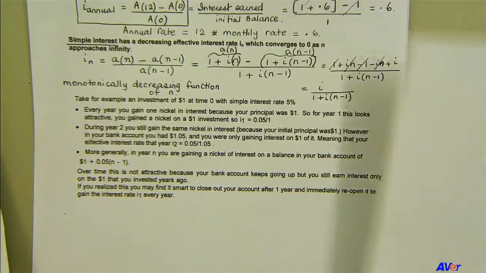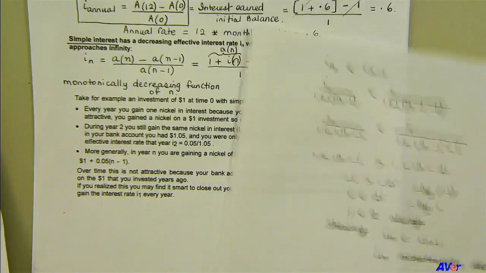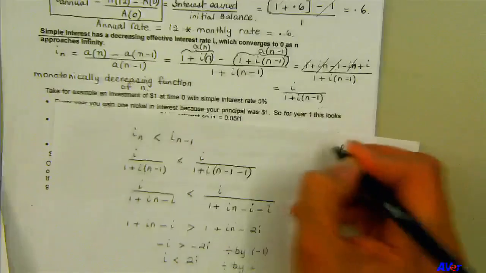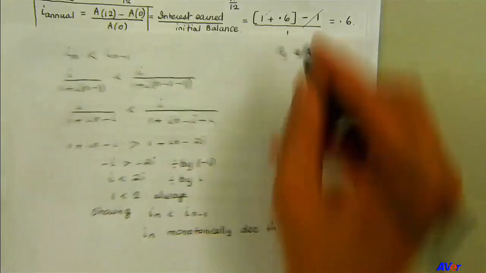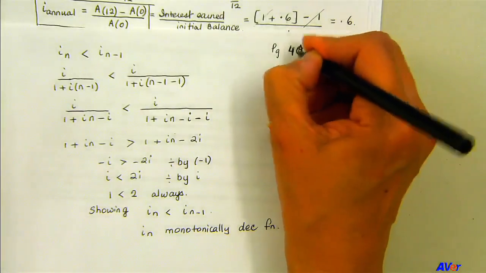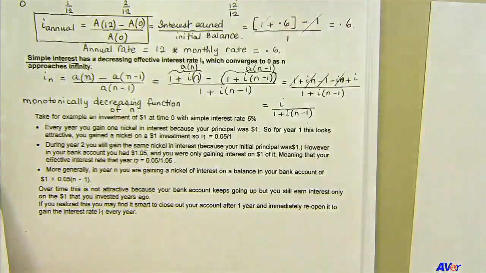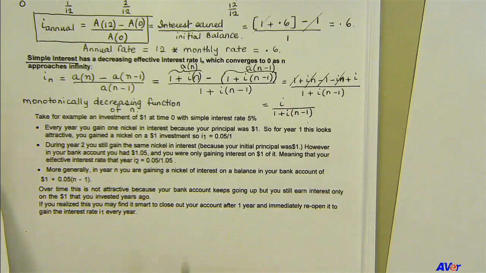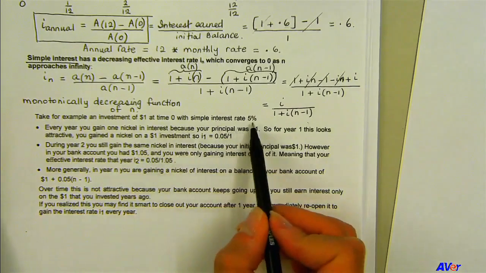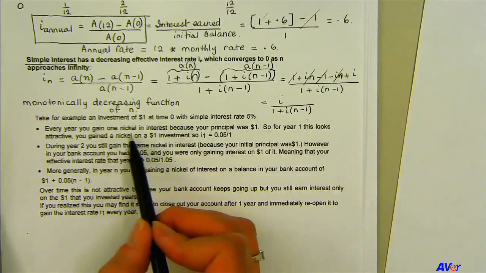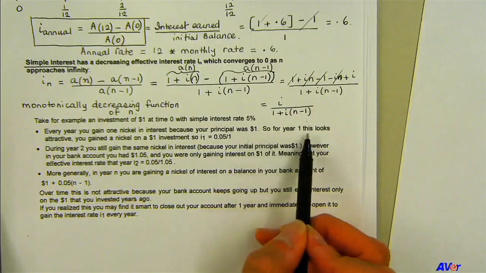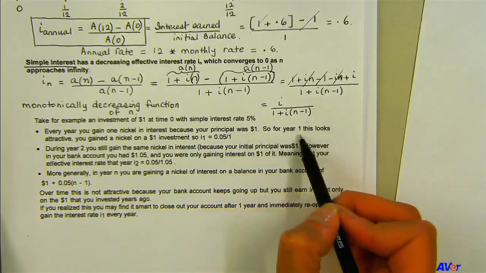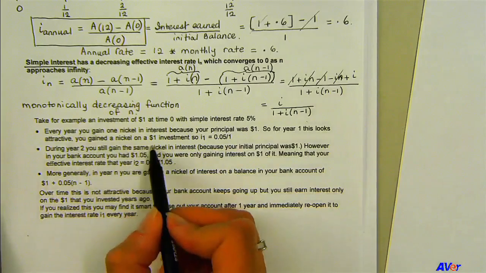So here we are. Let's call this page 4, lowercase a. Okay. Take, for example, an investment of $1 at time 0 with simple interest 5%. Each year you gain a nickel in interest because your principal was $1. So for year 1, this looks attractive. You gained a nickel on a $1 investment.